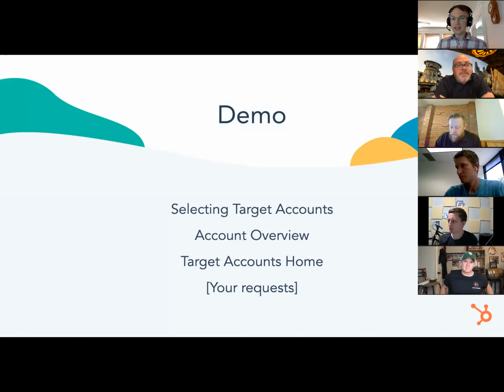Cool. So here are the things I'm going to demo for you. I'm going to show you how to select target accounts in HubSpot. There are a couple different ways to do it. I'm going to show you the account overview, which gives you a deep look at a single account. And then target accounts home, I'm calling it, even though it's just called target accounts in HubSpot, where you can see all your target accounts together and get some high level metrics. And then your requests, love songs, dedications.